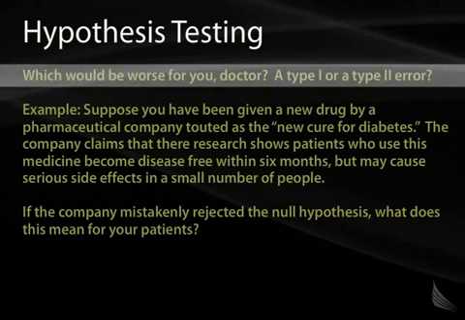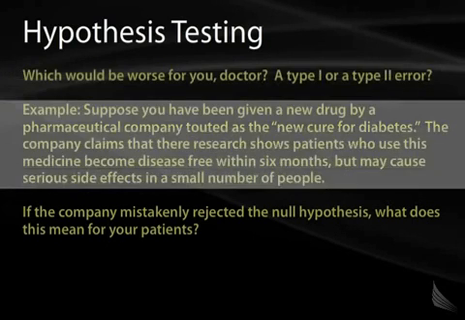So one question is, which would be worse for you to make, a type 1 or a type 2 error? Often we are making trade-offs when we think about a diagnostic test between the probability of making a type 1 error or the probability of making a type 2 error. For example, suppose you've been given a new drug by a pharmaceutical company touted as, quote, a new cure for diabetes. The company claims that their research shows patients who use this medicine become disease-free within 6 months, but it may cause serious side effects in a small number of people.